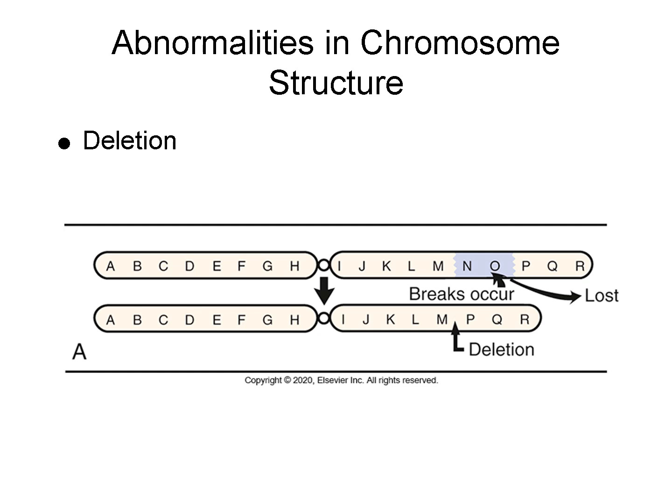This diagram shows how a deletion happens within a chromosome. A break occurs at 2 points along the chromosome, causing a segment, labeled here as N and O, to be lost. As a result, the chromosome becomes shorter, missing an important section of genetic material. This loss can disrupt the normal function of the genes and lead to various genetic disorders depending on what part of the chromosome is deleted.